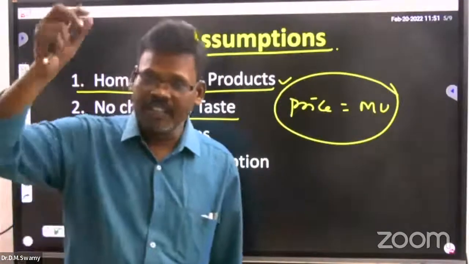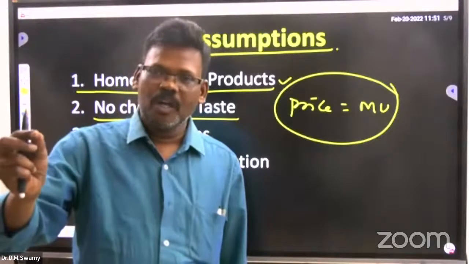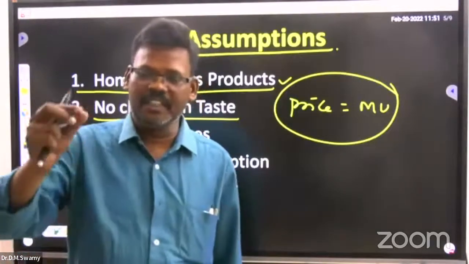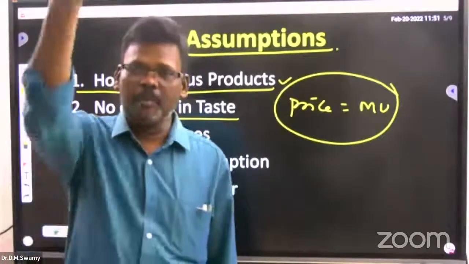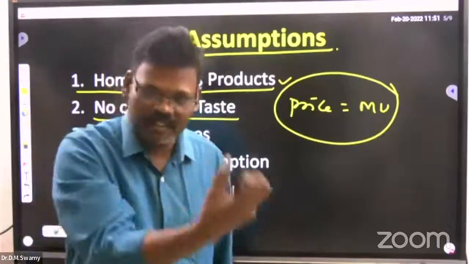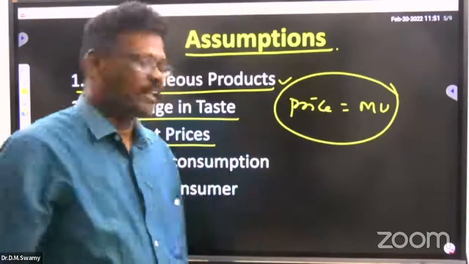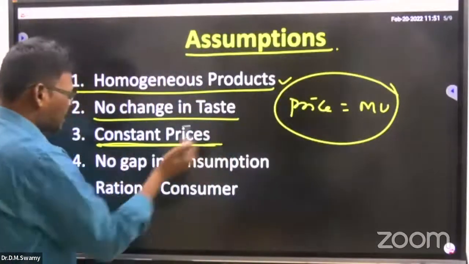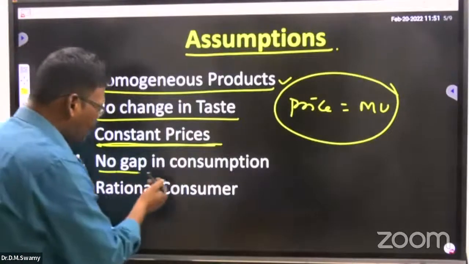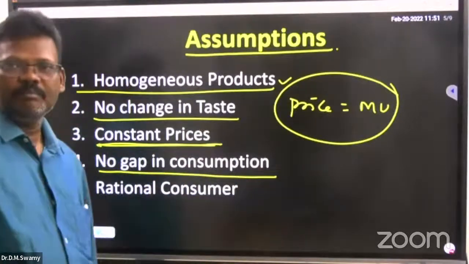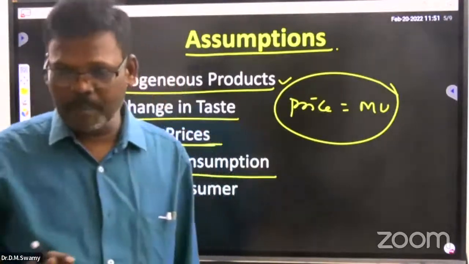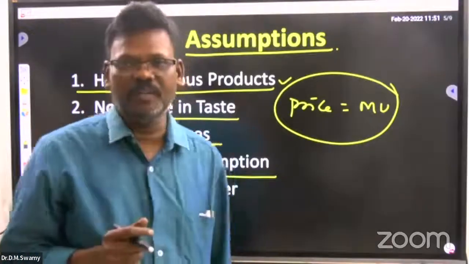Marginal utility is the same and the price is the same; the price is equal to marginal utility. If the marginal utility decreases, the price also decreases. If marginal utility increases, the prices also increase. So we have constant prices, and there is no gap in the consumption.